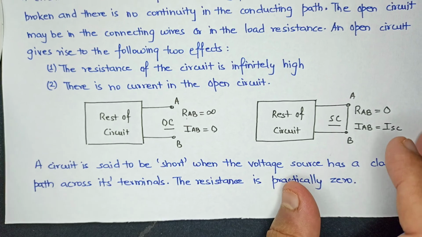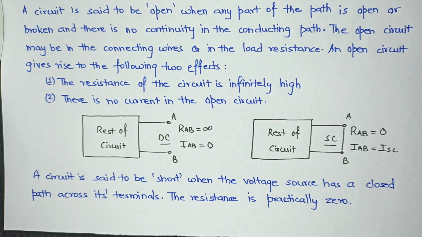Now, usually the short circuit basically is a bypass across the load resistance, and a short circuit gives rise to two conditions. First, the resistance of a short circuit is 0. As a result of this, there is no voltage drop across the short circuited paths, and there is a large flow of current through the short circuit, and this is referred to as a short circuit current.